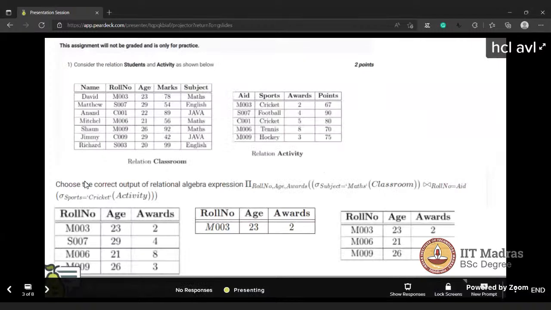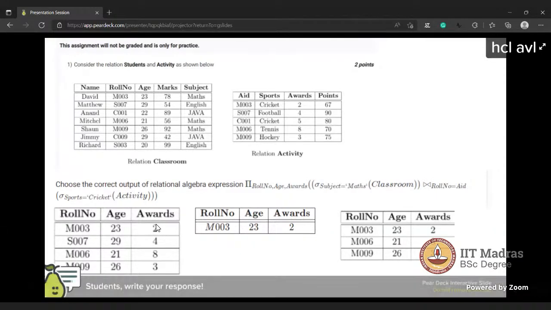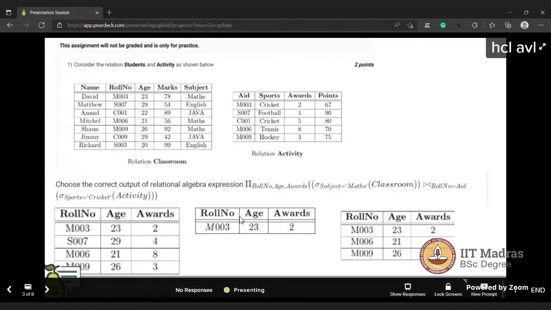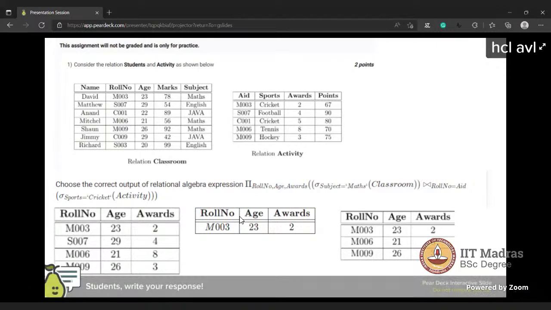The question is: consider the relations classroom and activity as shown below. Choose the correct output of the relational algebra expression given. The options are given below, option A, B, and C. We will wait a few minutes. You can answer in the chat box, and after that we will discuss.